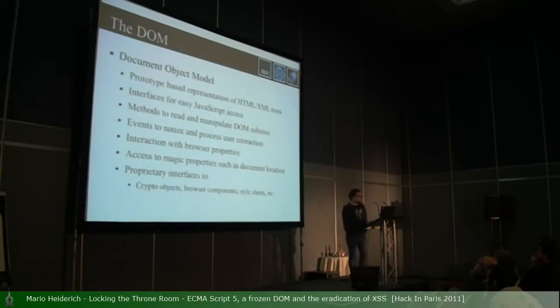So let's talk about the DOM a little bit to introduce the whole thing. The document object model is a prototype-based representation of HTML or XML trees. Every single HTML element you have on a website in the markup will have a representing object node in the DOM. So you can play with it, you can remove it, you can modify it, you can extend it, you can put stuff in there. The DOM provides many interfaces for easy JavaScript access.